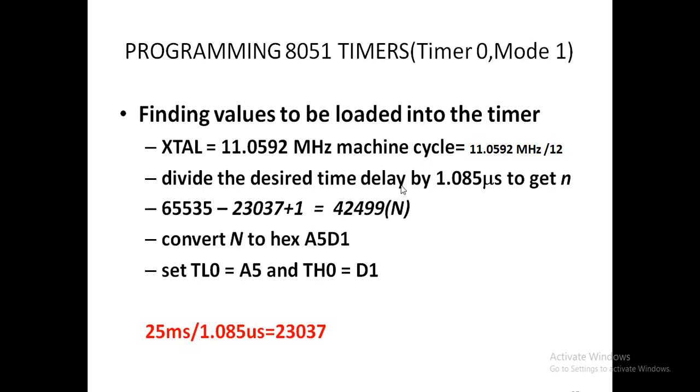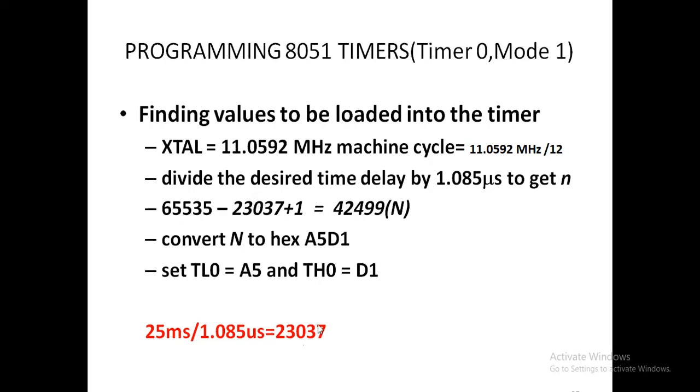Here we divided the desired time delay by 1.085 microsecond to get n. So we calculated that n over here. Why am I using 65,535? Because we are using the 16-bit timer. Timer 0 mode 1 is a 16-bit timer, so the maximum value 65,535 has to be subtracted with the n.